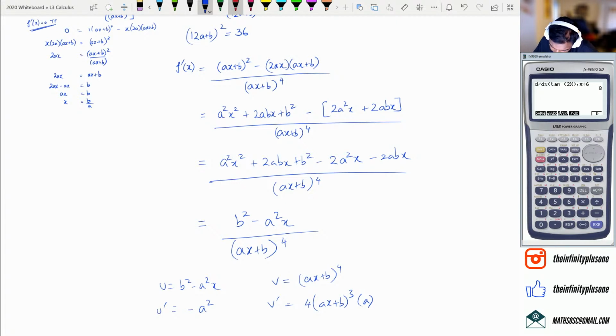Where have I missed that? Oh, yep, yeah, that's all right. It still is going to cancel out, so if that's the case, then I'm going to get minus 2a squared x. Yeah, good point.